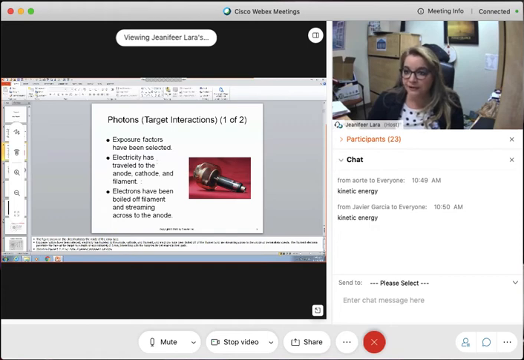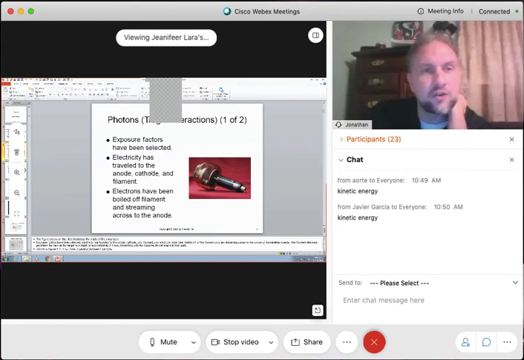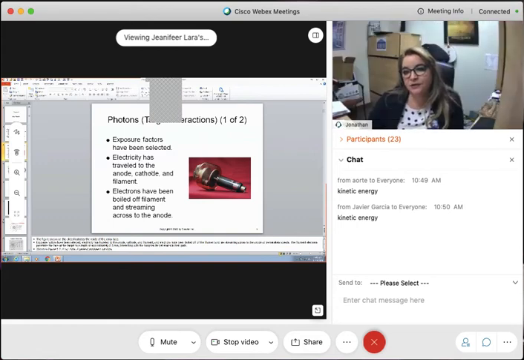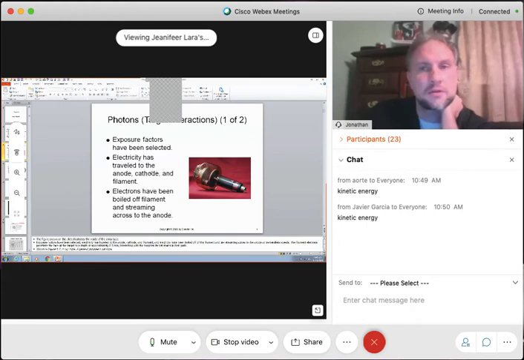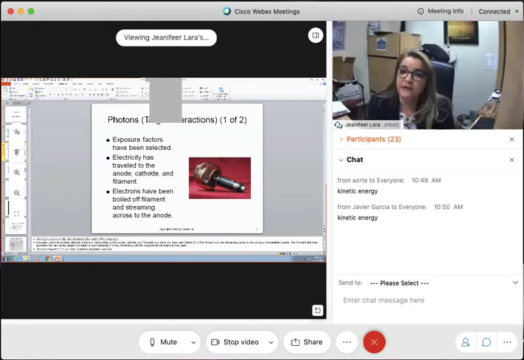Everyone know why electricity has traveled to the anode? What do we need electricity for on the anode side? Which portion? Why do we put electricity to the anode side? To turn the rotor? To turn the rotor, right? That's going to be the stator. The electricity is applied to the stator to turn the rotor.